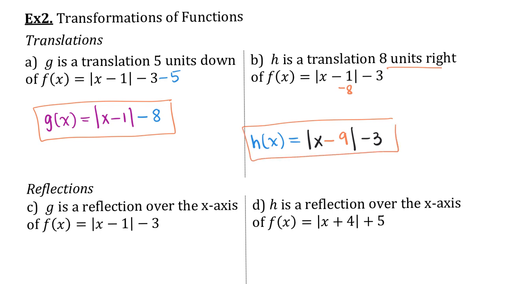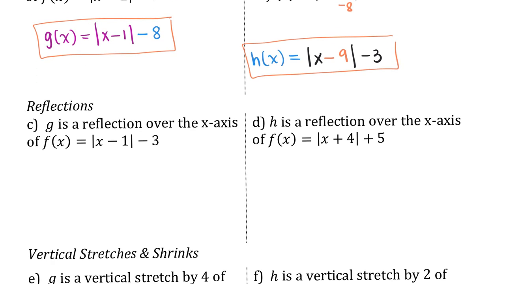Okay, let's try a reflection. G is a reflection over the x-axis of the absolute value of x minus 1 minus 3. They're not just saying flip it, they're saying take this actual graph and flip the entire thing. So I'm going to multiply by a negative, but on the entire function.